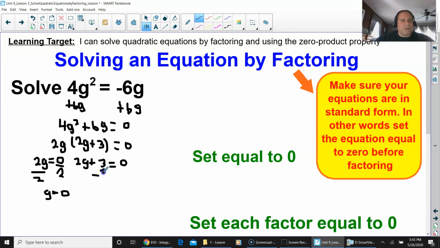For this one, you subtract 3 on both sides. You know how to solve. And your 2g equals -3. And then you divide by 2, and you get -3 over 2, which is -1.5. G equals -1.5. So you have g equals 0, and g equals -1.5.